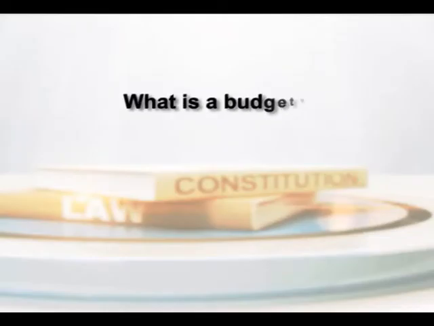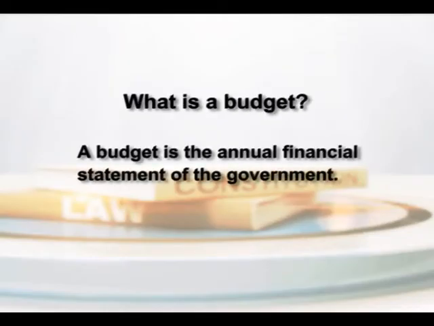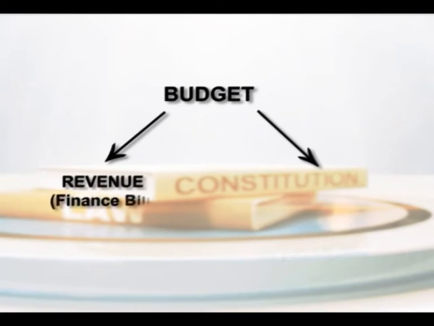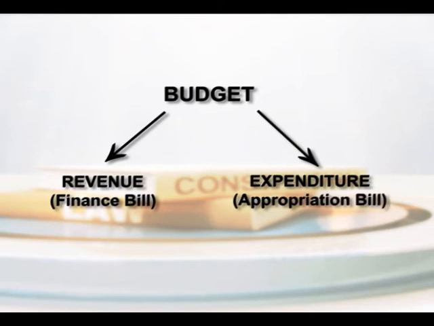What is a budget? A budget is basically the annual financial statement of the government. It has two parts, the revenue part and the expenditure part. The revenue part is covered under the finance bill, and the expenditure part is covered under the appropriation bill. Discussion on the finance bill covers matters relating to general administration. It must be passed by Parliament and assented to by the President within a period of 75 days.